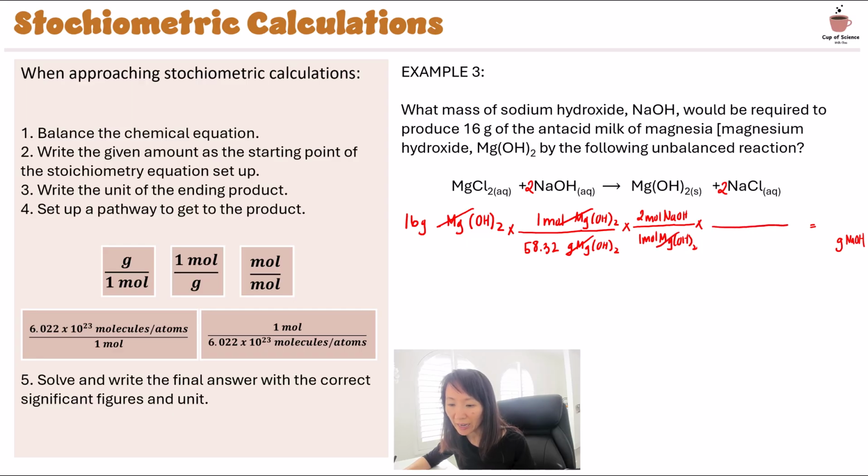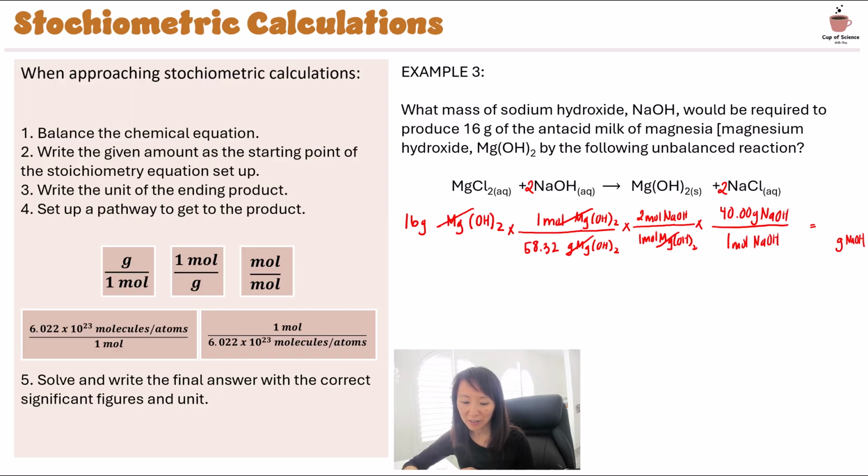Not quite done yet because I want grams of sodium hydroxide, not moles of sodium hydroxide. So I want to get rid of those moles. And you can see the next stepping stone will be grams per mole. So for every 1 mole of sodium hydroxide, you'll need to calculate the molar mass. I'll just go ahead and give you the molar mass for now. This is 40.00 grams of sodium hydroxide. In the future, you're going to have to calculate that on your own.